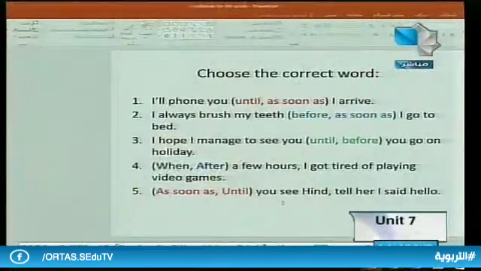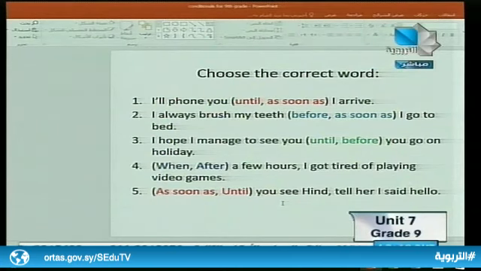Now here we have also an exercise on this topic, which is linking words. Let's now do some extra examples about that. The first example is "I'll phone you until or as soon as I arrive." We have to know the meaning of these two linking words and the meaning of the sentence to know how to choose. "I'll phone you" means that something will happen, it will end, and after it ends I will phone you. So here we have to use "as soon as."